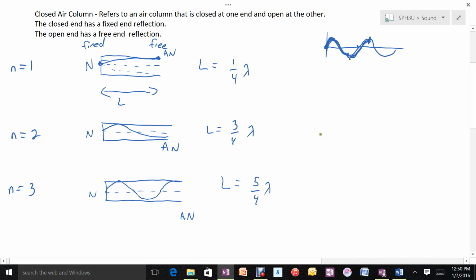But if we want to put that into a general equation, we could say that (2n minus 1) divided by 4 times lambda is the general relationship that will relate the length of an air column to the wavelengths produced by the n equals 1, 2, 3, or whatever n value you want for that closed air column.